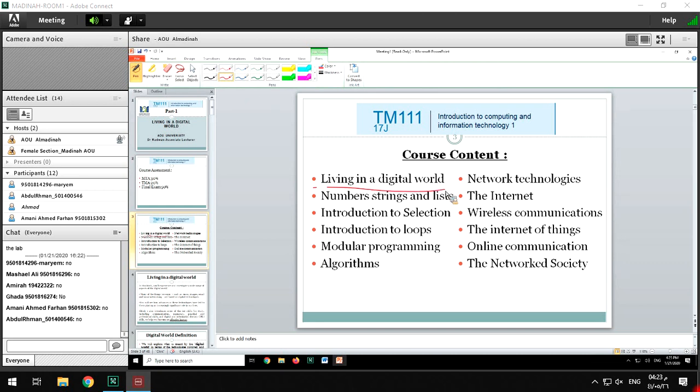Living in a digital world. This topic talks about the digital world, where we talk about the technologies available in this world. We have the topic of numbers and strings and lists, how to deal with numbers using computers. We have some programming parts: selection, looping, modular programming, algorithms. This is all related to programming. We have some network technologies: internet, wireless communication, how it works, Internet of Things, online communication, network society. So these are the contents of this course TM111. Clear?